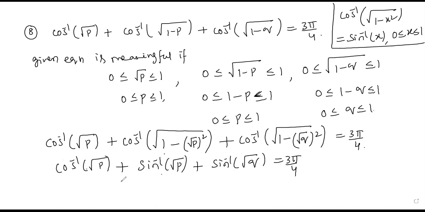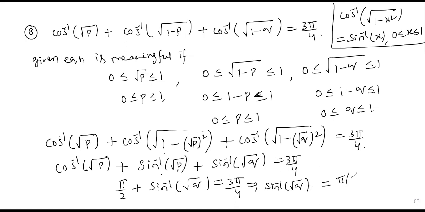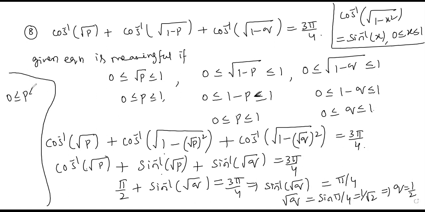Now cos inverse root p plus sine inverse root p is nothing but pi by 2, plus sine inverse of root q is equal to 3 pi by 4. So thus sine inverse of root q is equal to 3 pi by 4 minus pi by 2, which is pi by 4. So root q is equal to sine pi by 4. What is the sine pi by 4 value? 1 by root 2. So root q is 1 by root 2 means q is equal to how much? 1 by 2. So here the answer is not depending on p. So p may be any number from 0 to 1 and q will be equal to 1 by 2. So the values are: p must lie between 0 and 1, and q must be equal to 1 by 2.